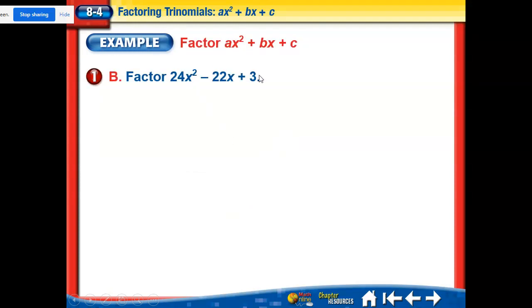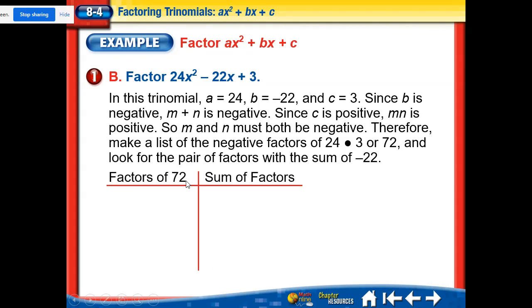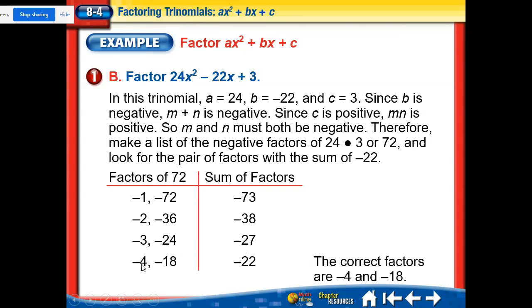Here we have the 24 and 3, so we're going to multiply those together. 24 and 3 gives us 72, and we're looking for them to add up to be negative 22. So multiples of 72. Now again, because that's a negative with a positive out here, we need double negatives. So we're going to try negative 1 and negative 72. No. Negative 2 and 36. Nope. 3 and 24. 27, getting close. 4 and 18. That's the correct one.